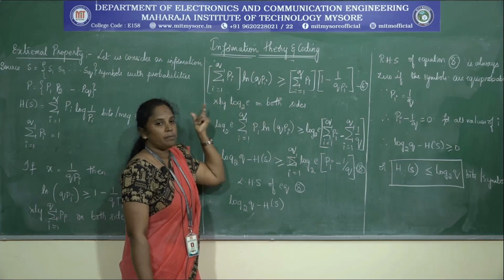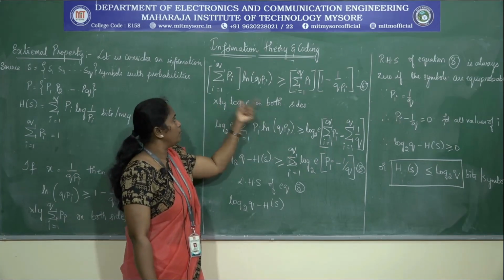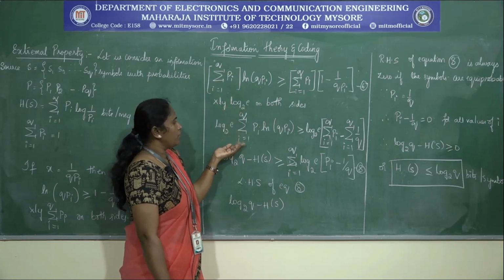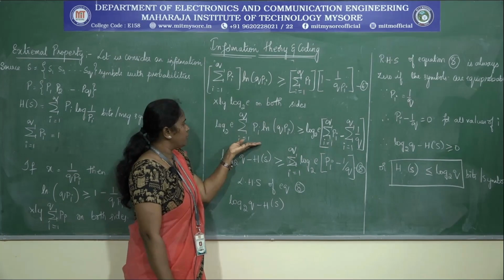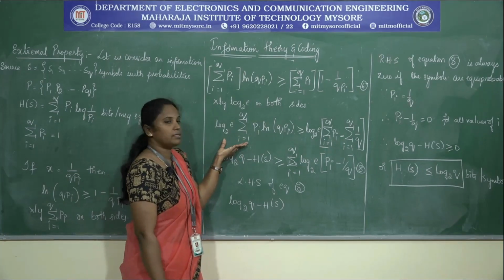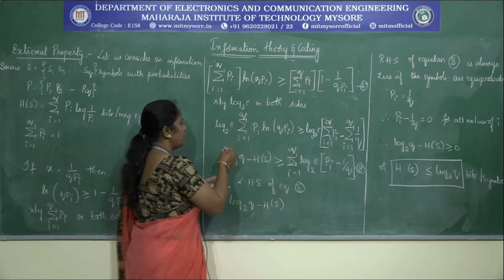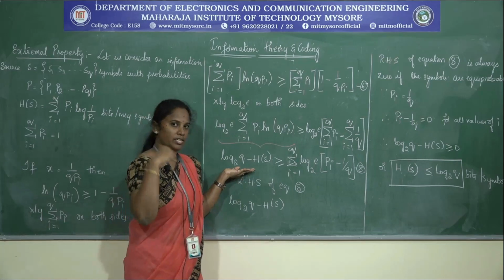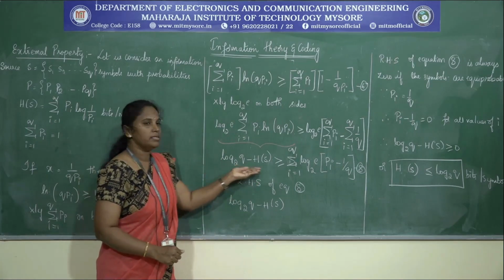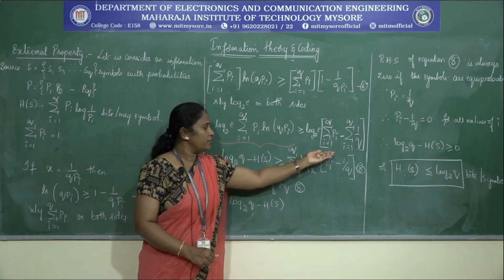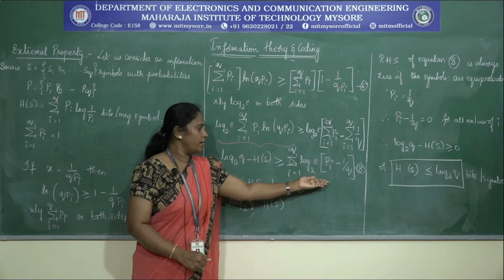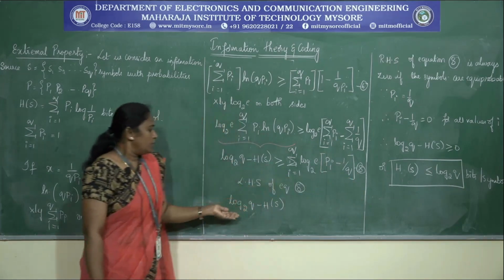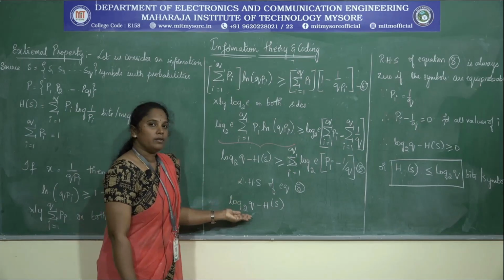Now we multiply by log base e on both sides of equation number 6. After multiplying, we get the equation as this one. The left hand side of the equation represents the upper bound value we initially considered, log q minus H of S. The right hand side remains as we have written it here, and we represent this as equation number 8. So we have arrived at the upper bound value.